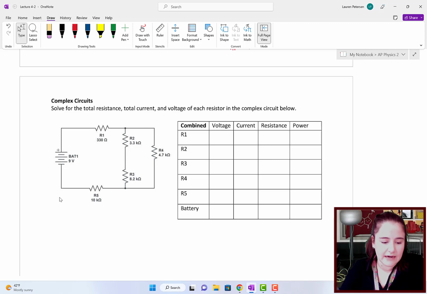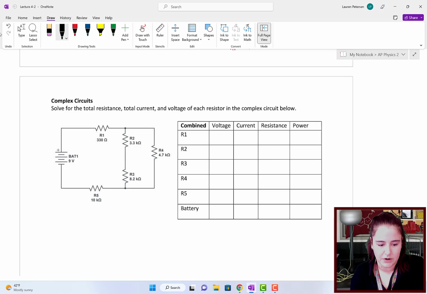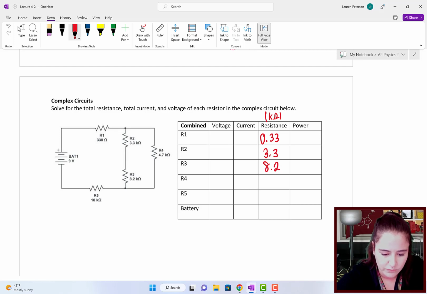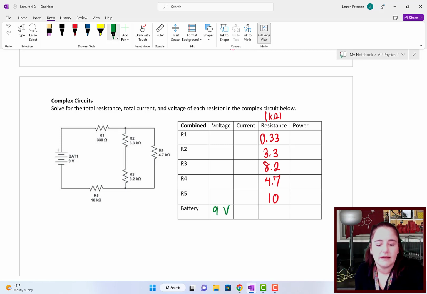Okay, I'll go ahead and add in my resistances. Some of these are in ohms and some of them are in kilo ohms. I'm going to go ahead and just convert them all to kilo ohms to make it easier on us. So resistance in kilo ohms: 330 would be 0.33 kilo ohms. And then we have 3.3 for R2, 10 times that resistance, 8.2 kilo ohms for R3, 4.7 for R4, and 10 for R5. We have the voltage of the battery, which is 9 volts, okay? And that's all we know right now.